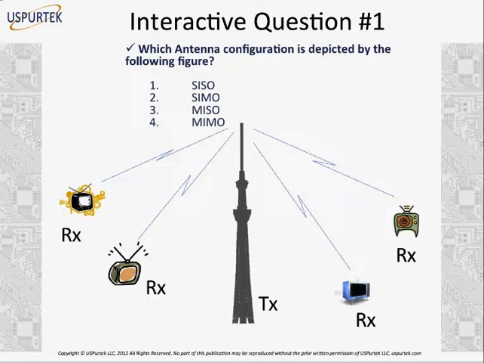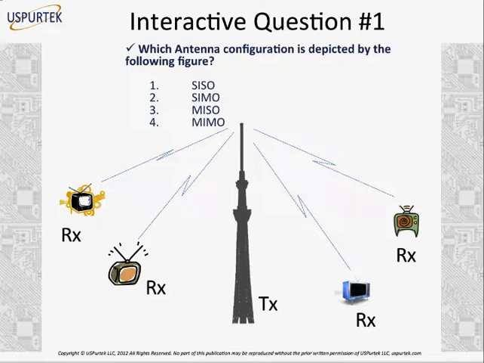Well, the right answer is number 1. It is a SISO system. Why? As we discussed before, the terms input and output refer to the radio channels. Although you see multiple receivers in the picture, each receiver has a single antenna input. So a single input is going to each receiver.